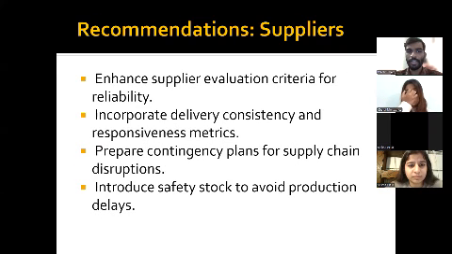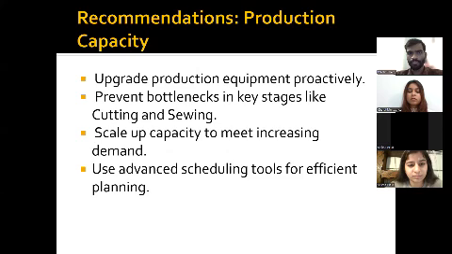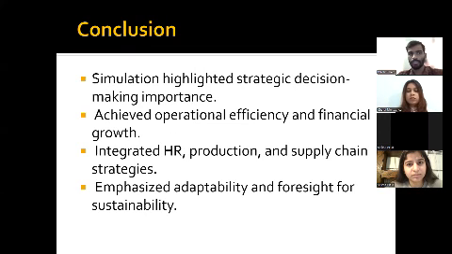For the recommendation for suppliers, we can see there is inconsistency in delivery and responsiveness metrics. We also need to introduce safety stock to avoid more production delays. Also, for production capacity, we need to upgrade it efficiently, avoid bottlenecks, and scale up the capacity to meet increasing demand. The next part will be taken over by Cheryl.